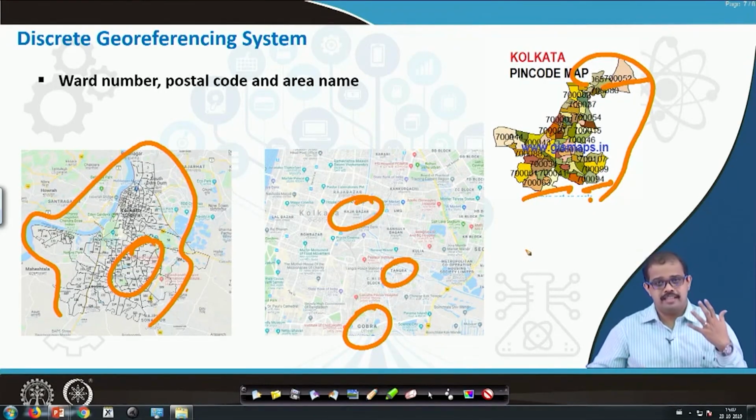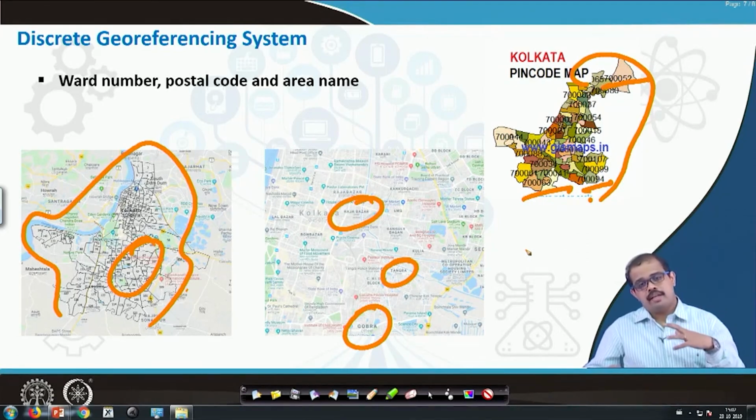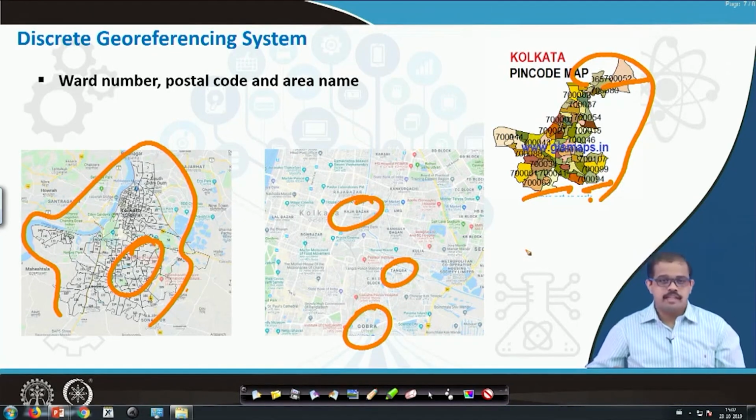A ward name is not easily understood. For example, no one can understand if you say that I belong to ward number 100, because it is extremely difficult to remember if a city has 198 or 200 or 500 wards. It is extremely difficult for them to understand or remember all of these. Instead, it is much easier to remember in terms of the area names.